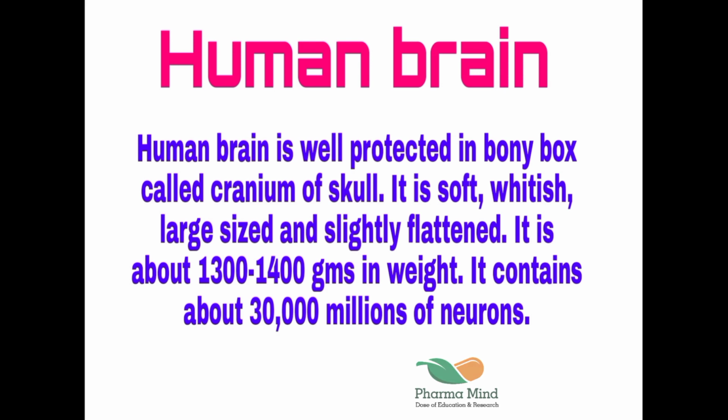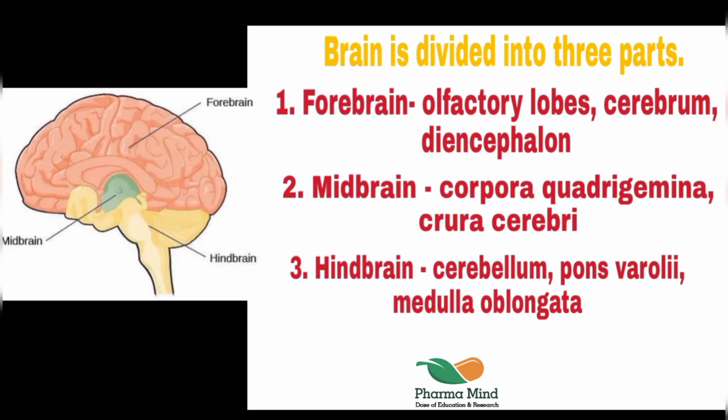The human brain is well protected in a bony box called the cranium of the skull. It is soft, whitish, large-sized and slightly flattened. It is about 1300 to 1400 grams in weight. It contains about 30,000 million neurons. The brain is divided into three parts.